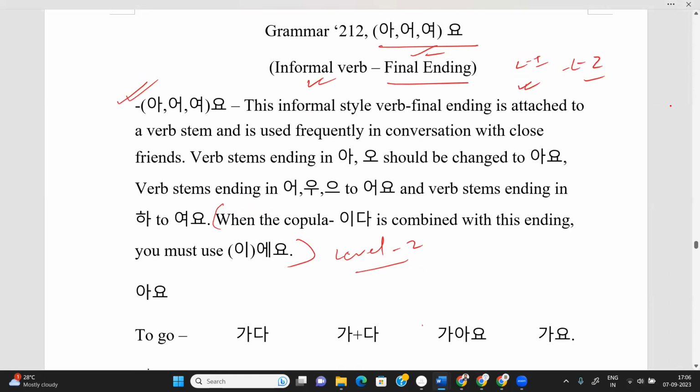See, if the verb stem ends in a or o, it should be changed to ayo. When the verb stem ends in o, u, then it will change to oyo. When the verb stem ends in ha, then it will change to haeyo. And this copula, you will not understand if I explain it here also. You will understand once level 2 is complete. At that time I'll teach you. So leave this one.